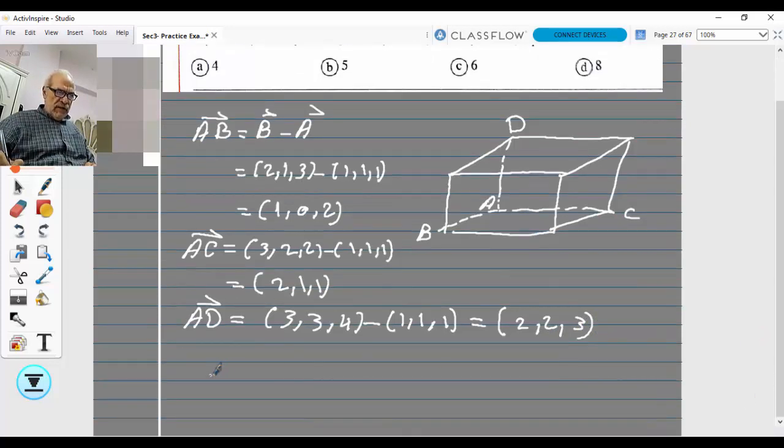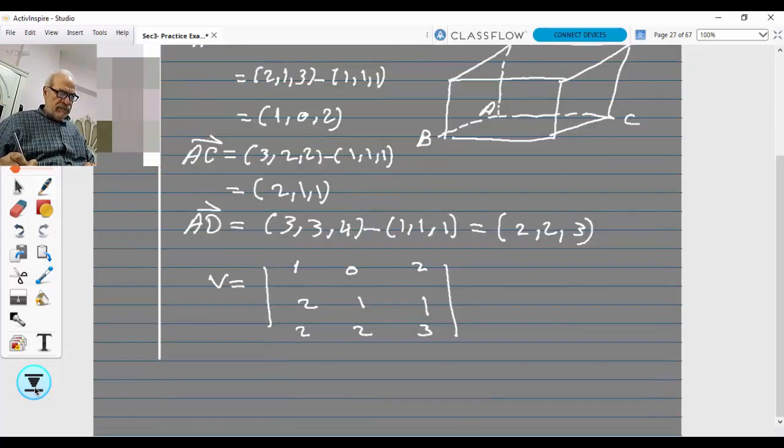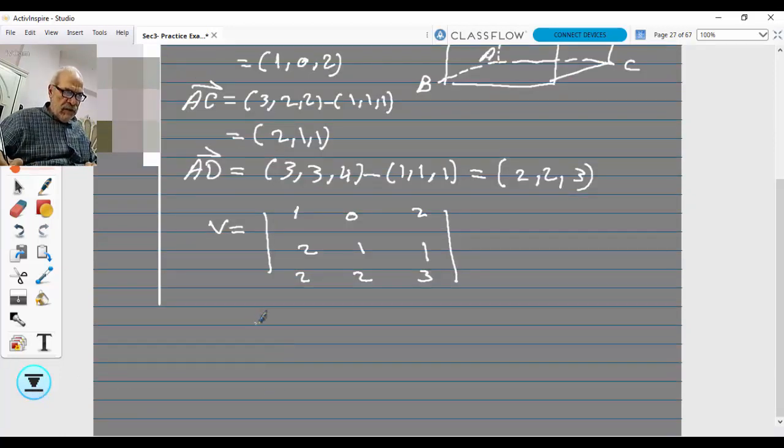Now V equals the triple product. We write first AB, 1, 0, 2, AC, 2, 1, 1, AD, 2, 2, and 3. Okay, and we calculate it. Of course, you can calculate it using a calculator, but it is easy here to calculate it without a calculator.